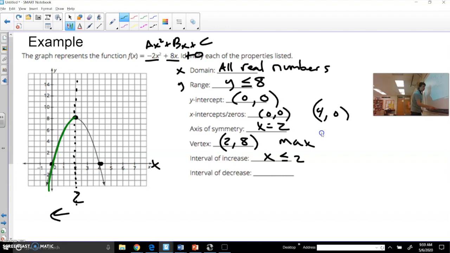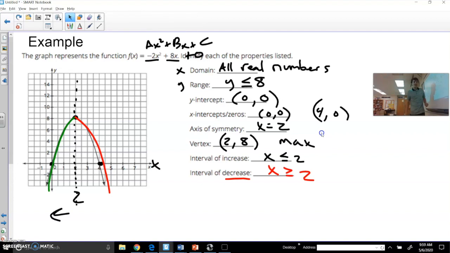But once you cross when x is 2, the quadratic seems to fall, and as you move, the increasing values of x decrease the output. And so I want to say, well, that's when x is greater than or equal to 2, that you're on a decreasing part of the graph.